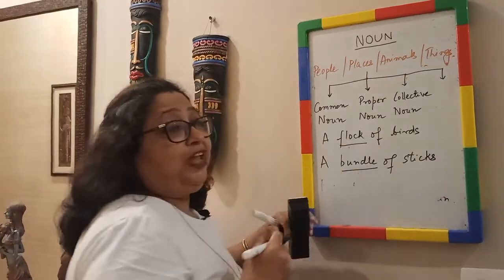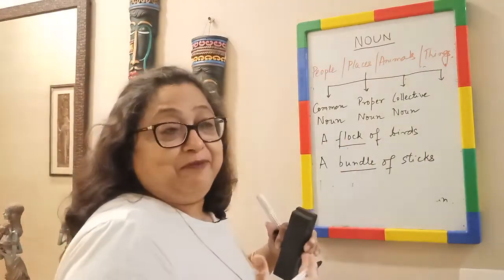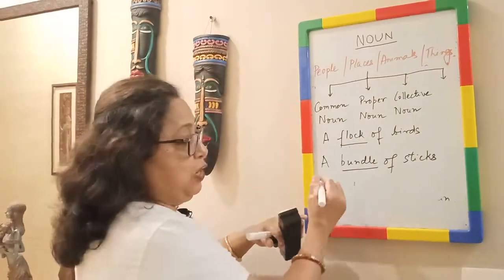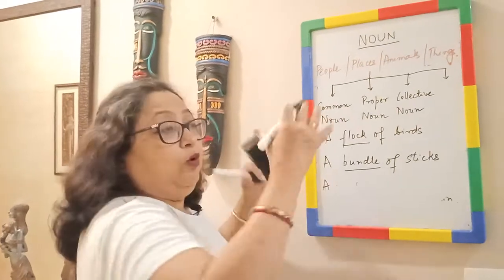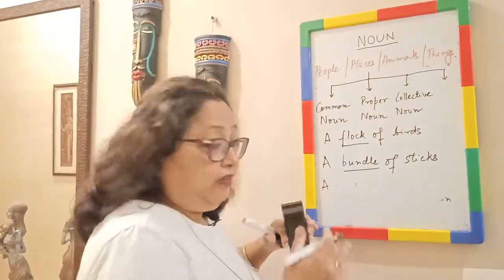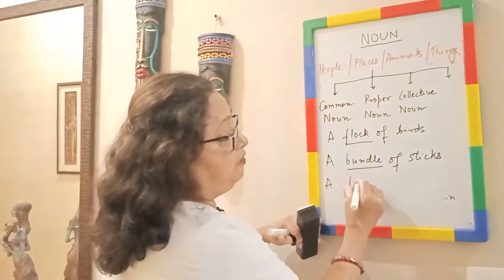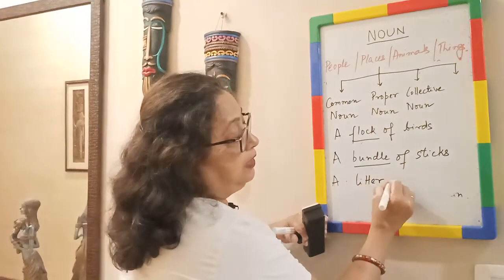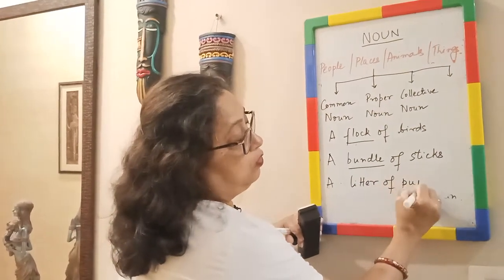Okay. We mostly have puppies in our homes. It's a cute thing, puppies. So suppose a man has a group of puppies together. What will he say? I have a litter of puppies. Litter. Litter of puppies. Okay.